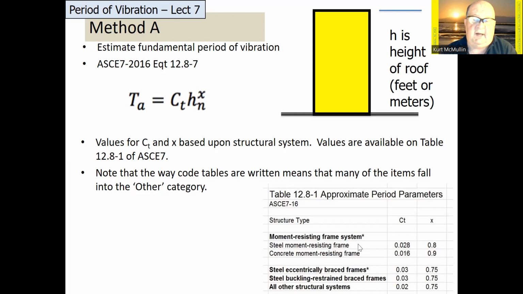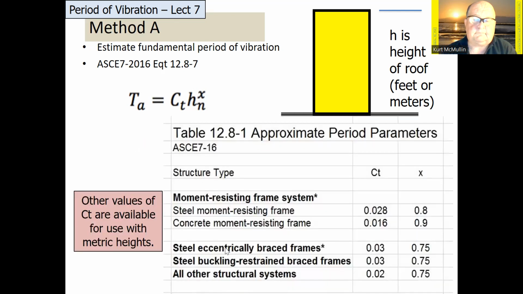There's a moment resisting frame of steel or concrete. There's a couple of different braced frame configurations, and then everything else in the world falls in this other category. So these are really only a handful of projects that fall in these top four rows. The vast majority of items are going to fall into that all other structural systems category. These are all values for height of the building in feet. The code actually provides you a different set of values if you are using metric, and then you're going to use the height in meters.